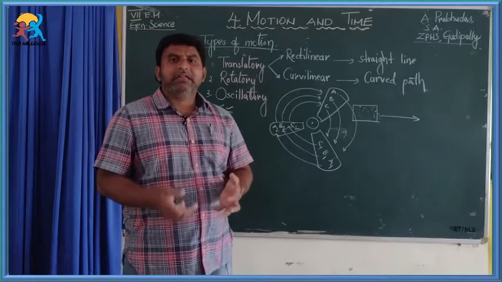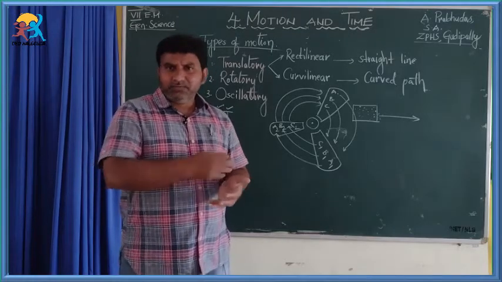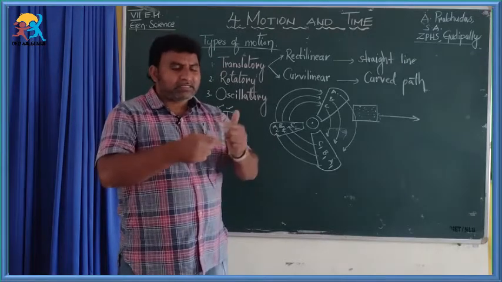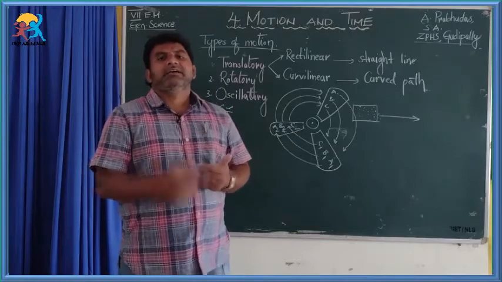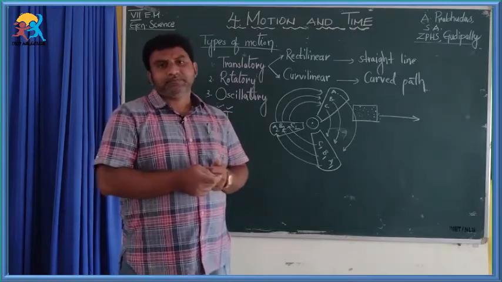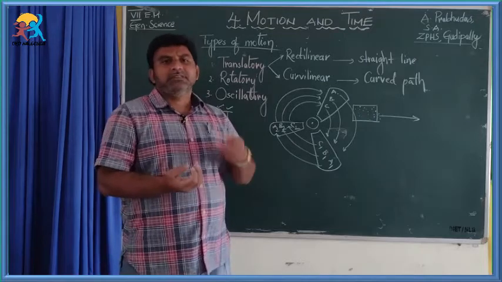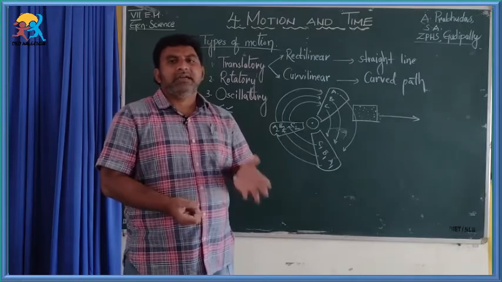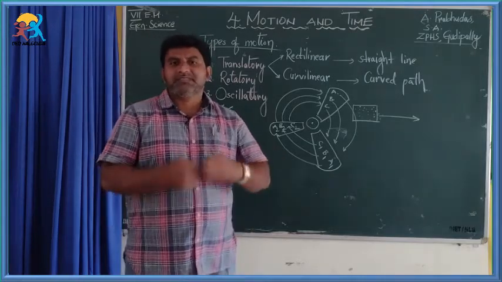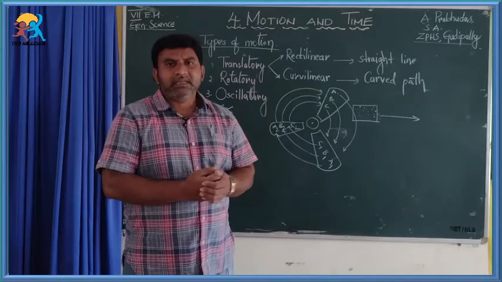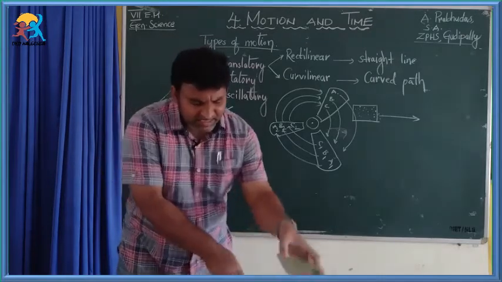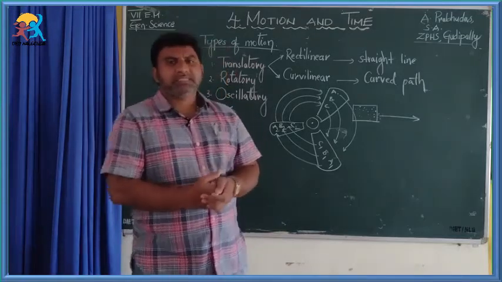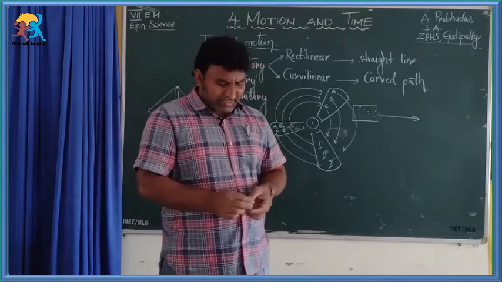Take a football and kick it. The football travels along a straight line, and at the same time it rotates or spins. So, the football is showing translatory motion and rotatory motion at the same time. Because of its spin, it has rotatory motion. Like this, there are different types of motions in moving objects.